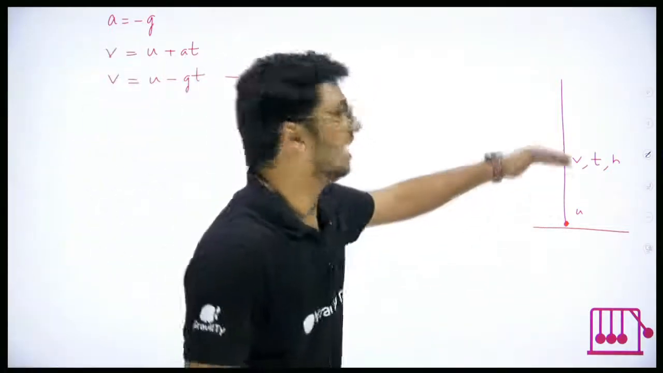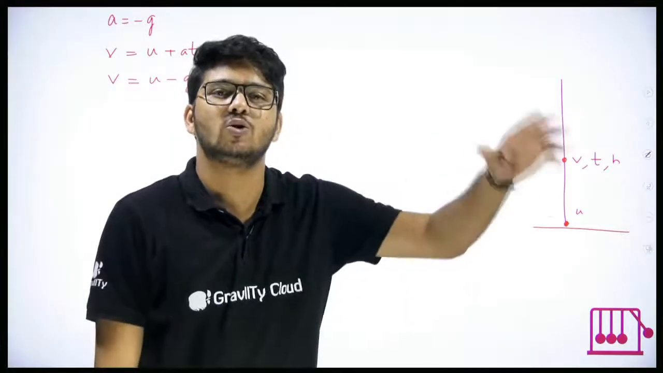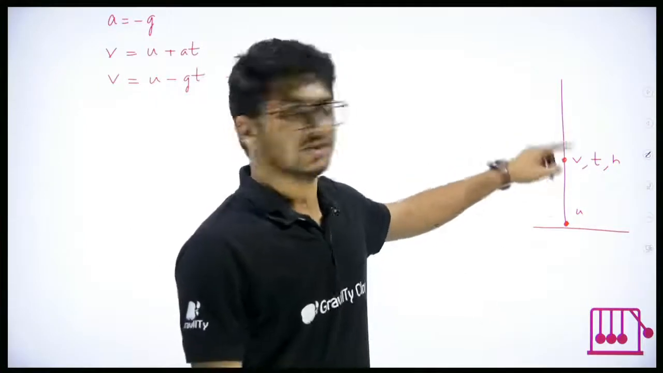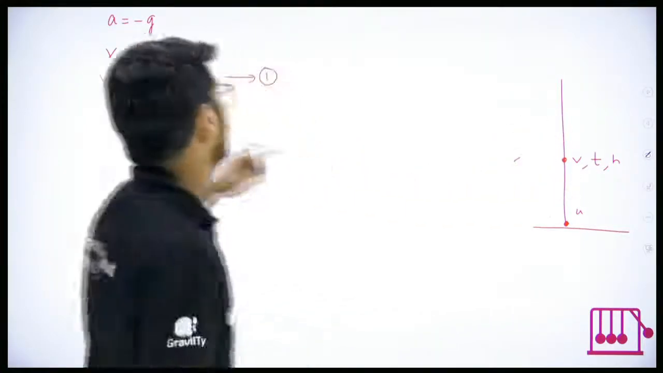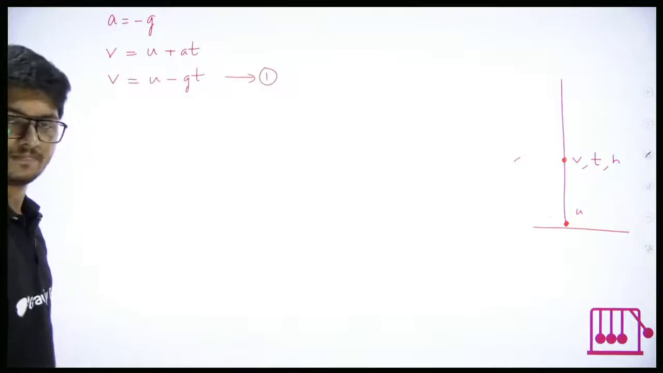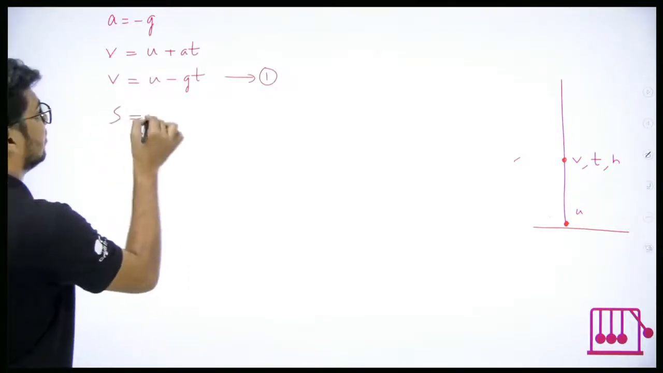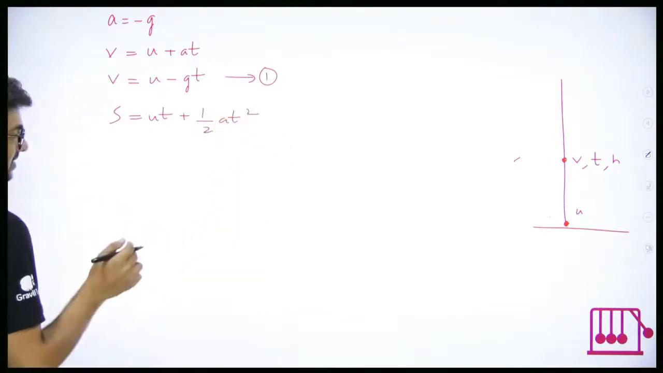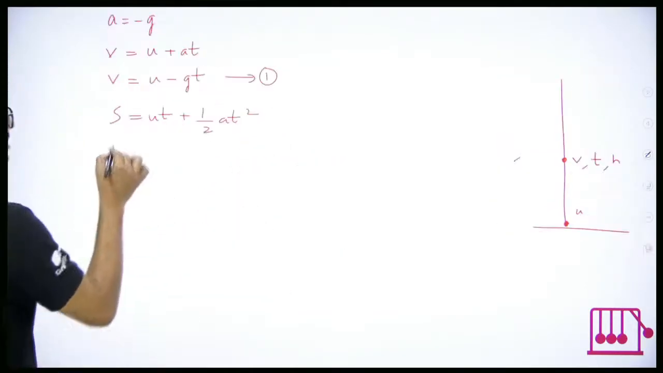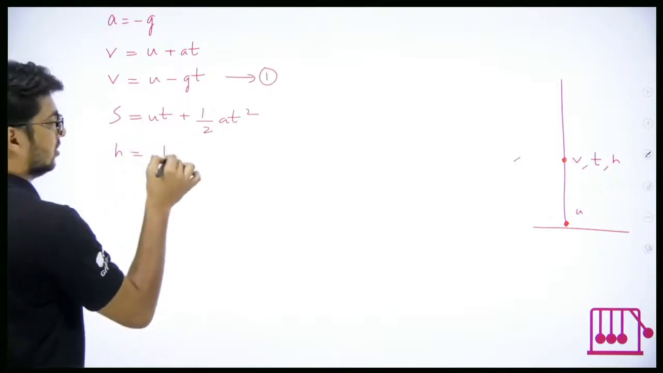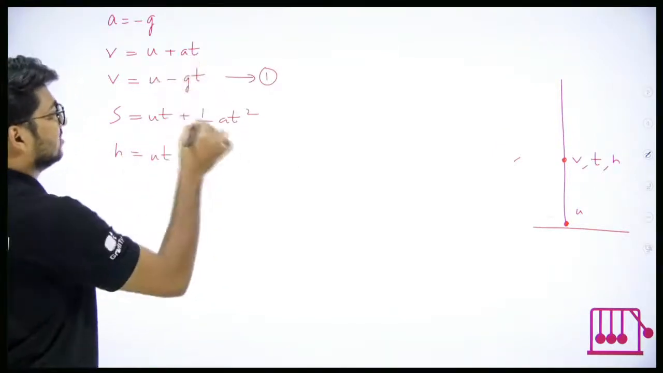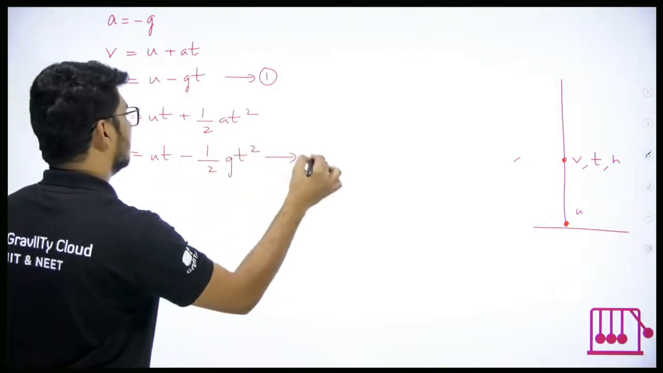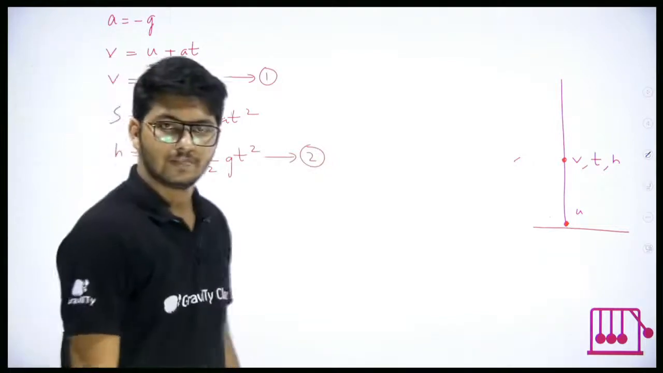At some time t, let's say after 1 second, 2 seconds, or 3 seconds, the ball is here. At that instant, if I need the speed, I will use this equation. Then again, you can use s is equal to ut plus half at square. But we already said s is equal to h. So h is equal to ut, u is not 0, but a is minus g, so plus into minus becomes minus. It becomes minus half gt square. That becomes equation 2.